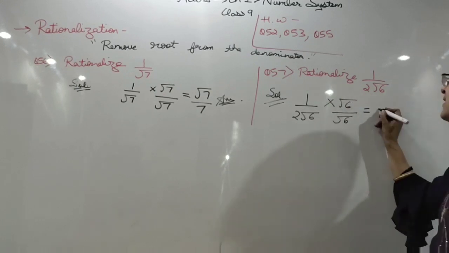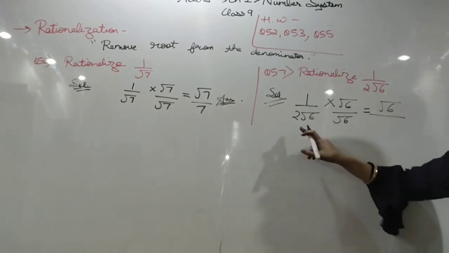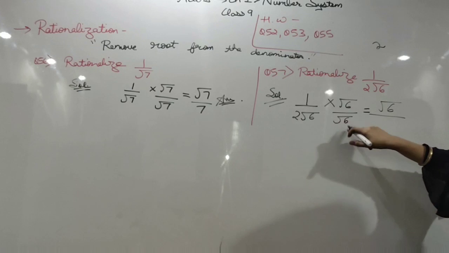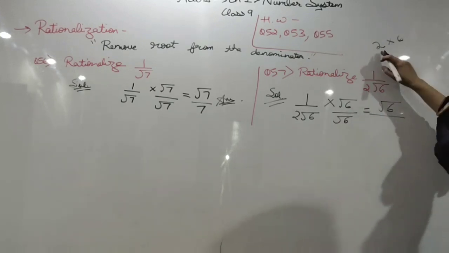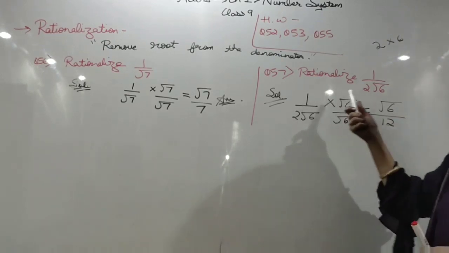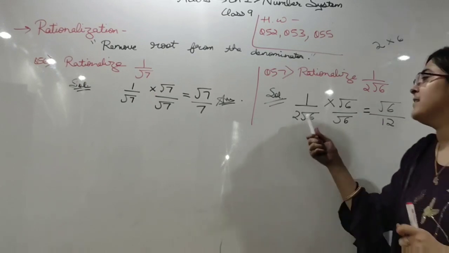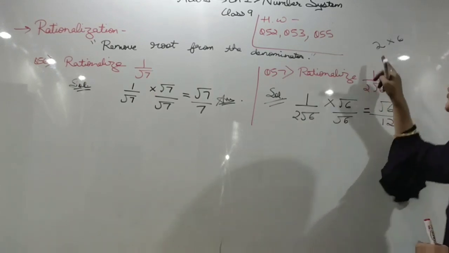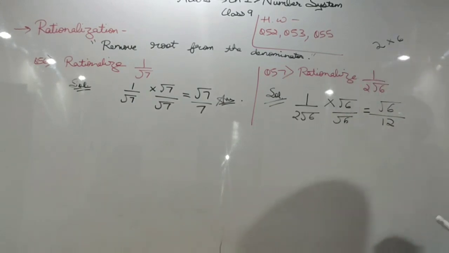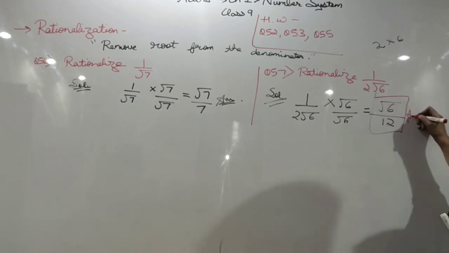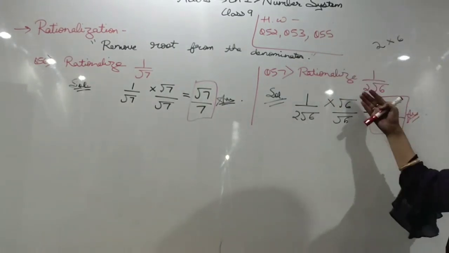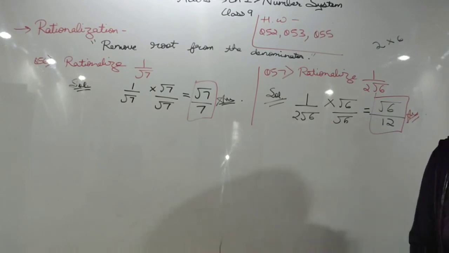Now 1 into root 6 is root 6. Clear? Now 2 root 6 into root 6, do it in your rough work. 2 into root 6 into root 6 is 2 into 6, which became 12. Are you able to understand? 1 into root 6 is root 6, and 2 root 6 into root 6, we have written the 2 as it is, root 6 into root 6 is 6. So what we will get here? Root 6 upon 12. This is your answer. Yes, you have to do this much only. You have to multiply and divide it by the number which is in the root.